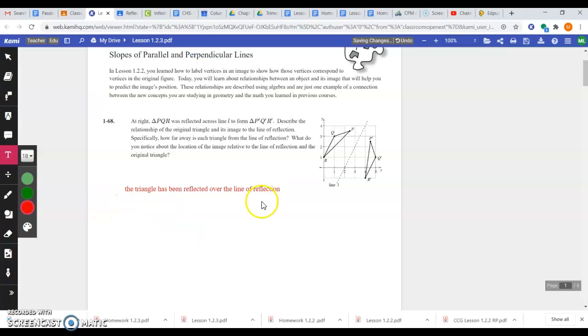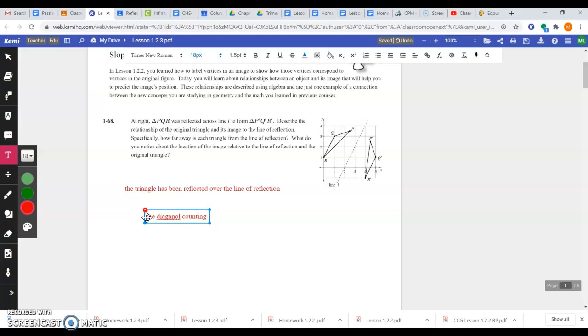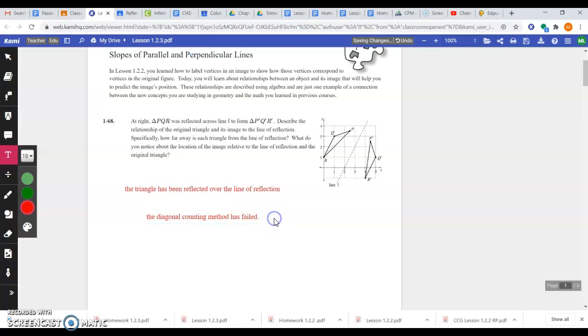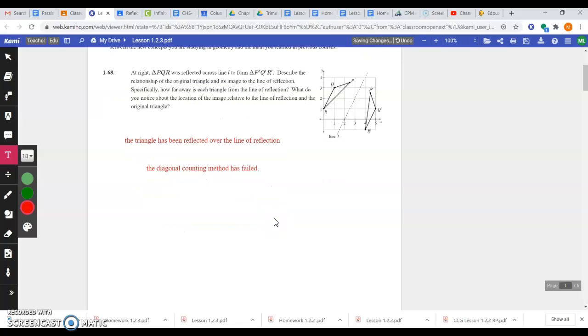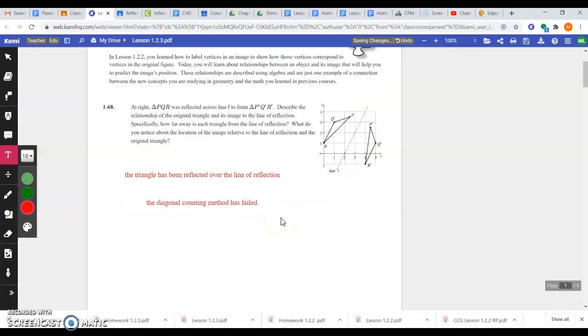Okay, but more specifically, what I want to take a look at is how my diagonal counting method doesn't really apply. Usually I could say, well, that's one diagonal and then a half. Well, that's not a half of a diagonal anymore, that's 2/3. So the other thing to notice here is that the diagonal counting method has failed. And so what do we do when the diagonal counting method has failed? That's kind of the idea here. How could slopes somewhat help us with this?